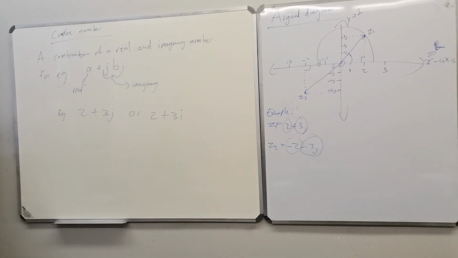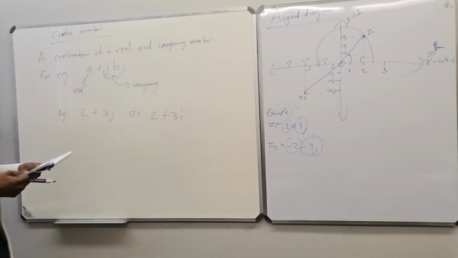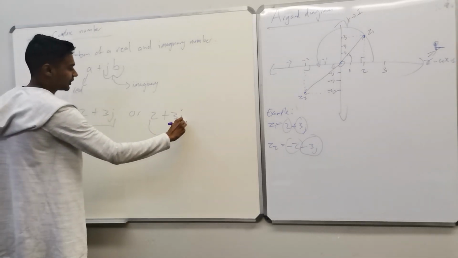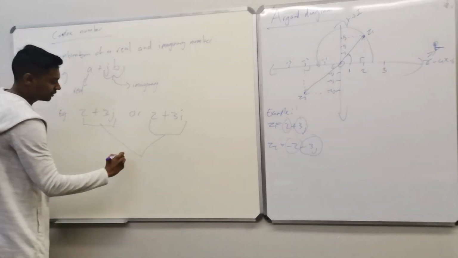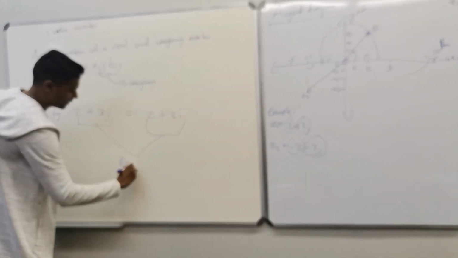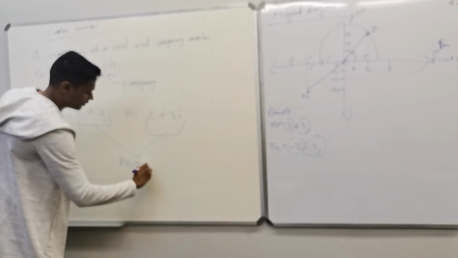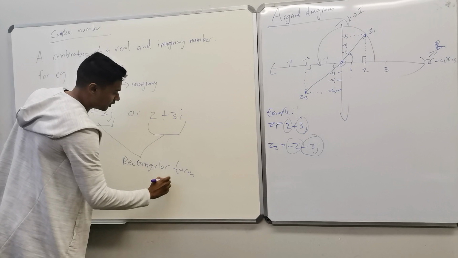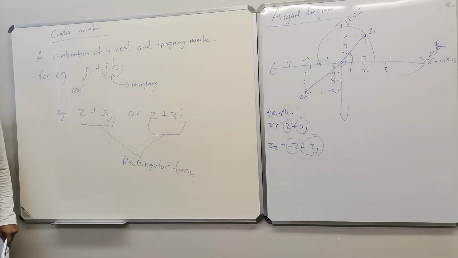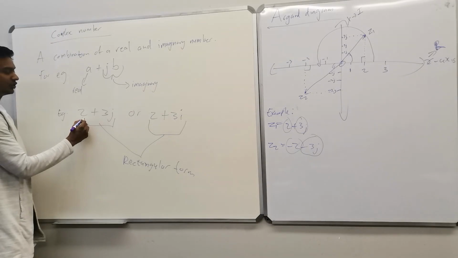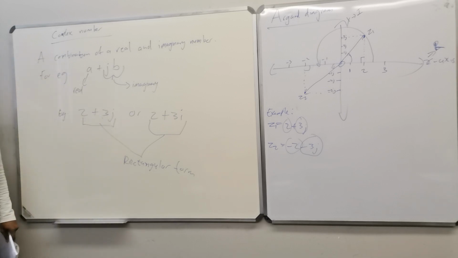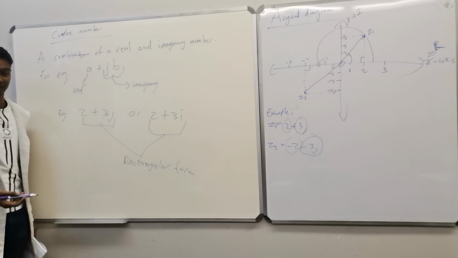Let's show you something never seen before. When we're looking at this form right here, this is called the rectangular form of a complex number. This form right here, where you see the real number and you can see the imaginary number, that is called the rectangular form.